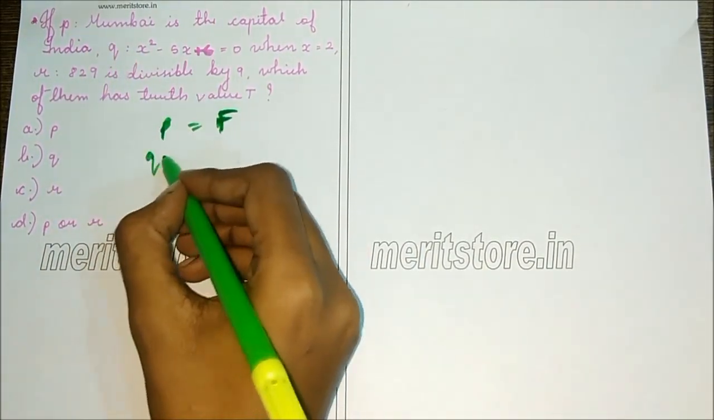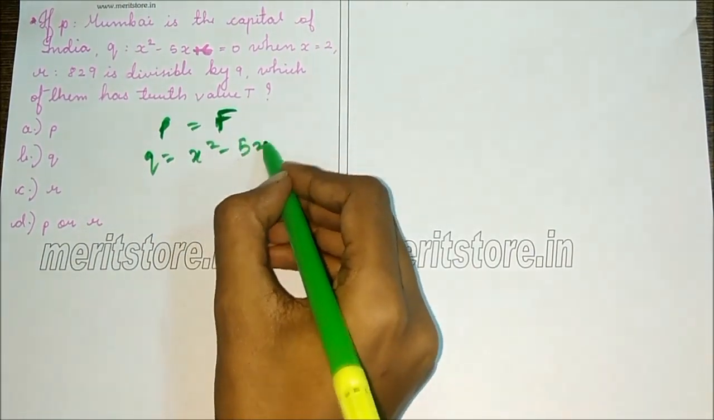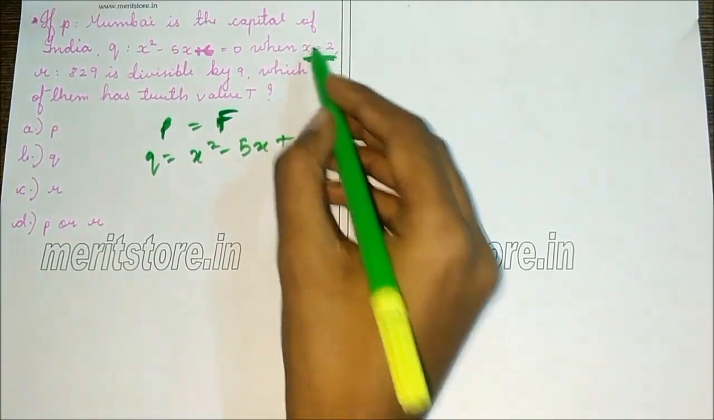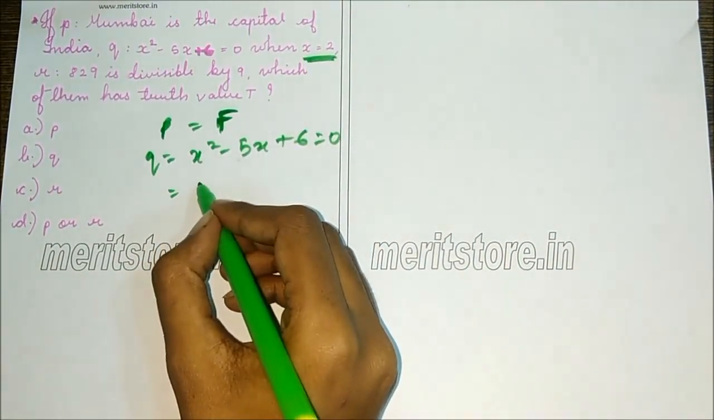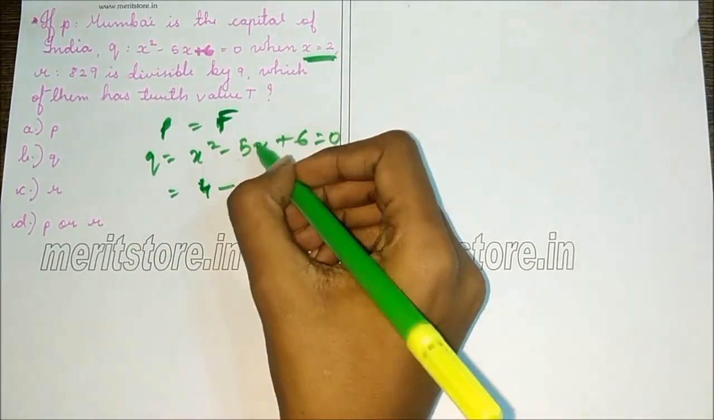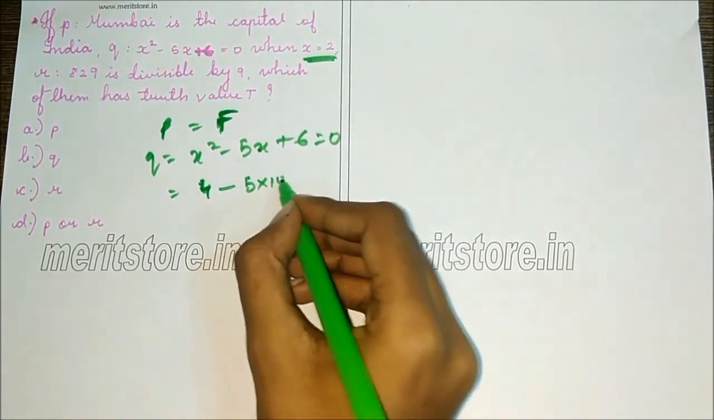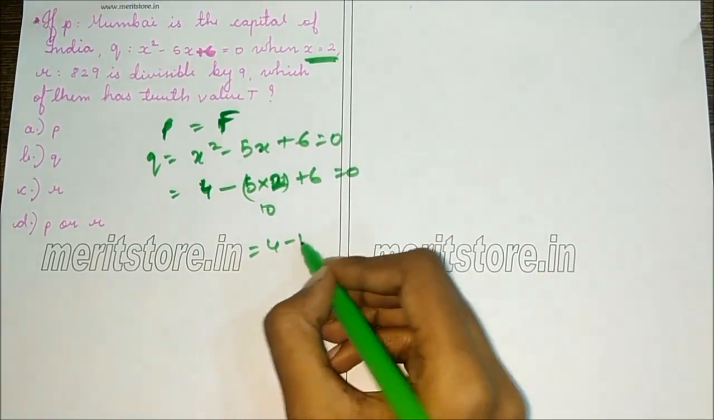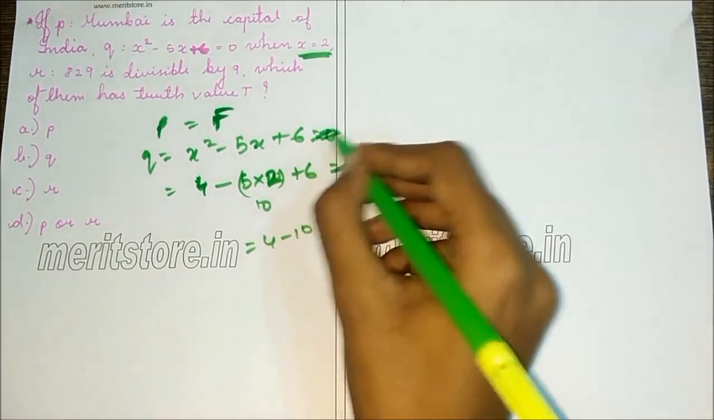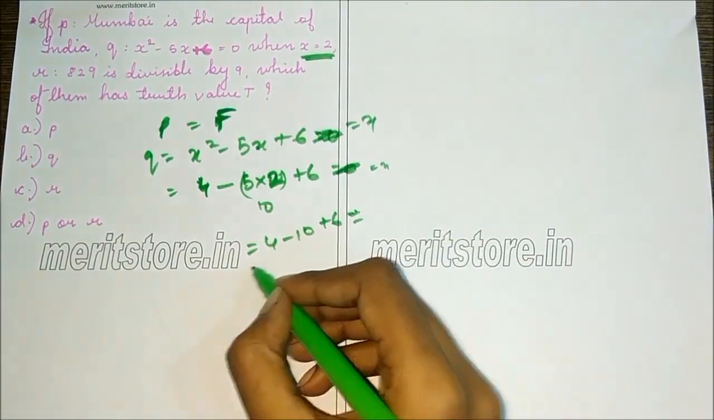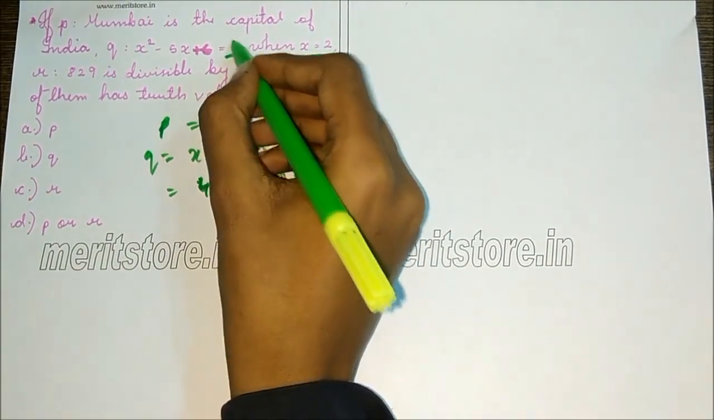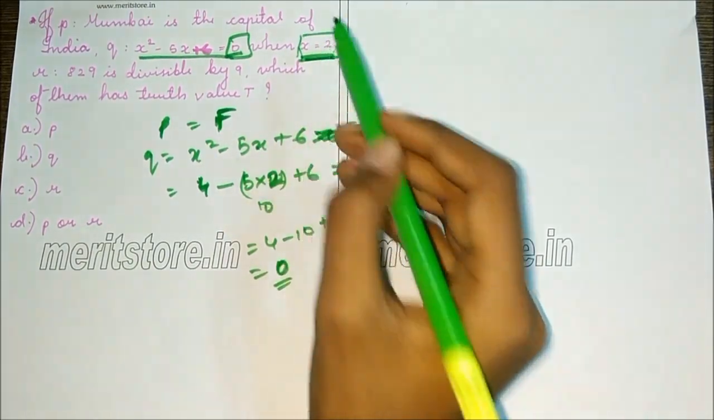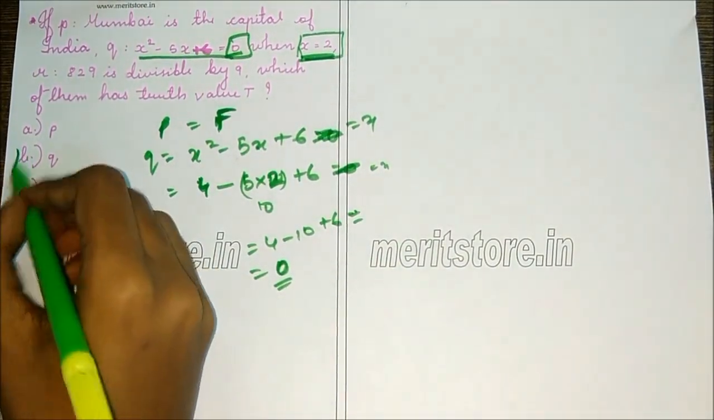So let's check Q. x square minus 5x plus 6 equals 0 when x equals 2. So let's put the value of x as 2. So this is 2 square which is 4, minus 5 into 2 which is 10, plus 6. That is 4 minus 10 plus 6, which is equal to 0. So this matches the RHS. So we can say this equation satisfies the value of x as 2. So Q is true. So B is the answer.